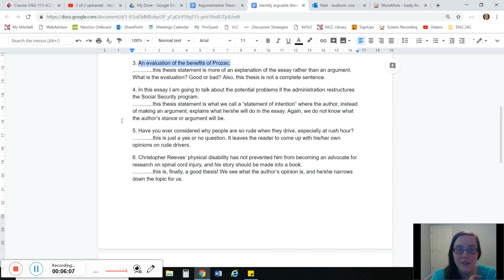Yes, this tells us the main idea, sure, but it doesn't give us the specific viewpoint of the author. That's the problem. This is more of a topic statement. Here is what this is going to be about. And you want to avoid pretty much those at all costs, as you see in number 4 here.